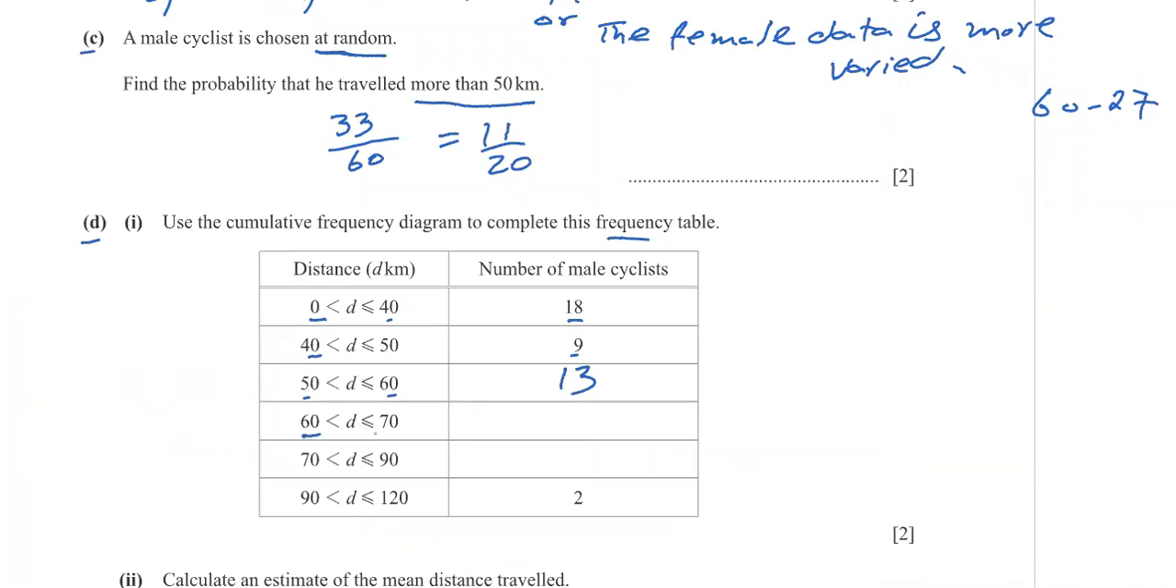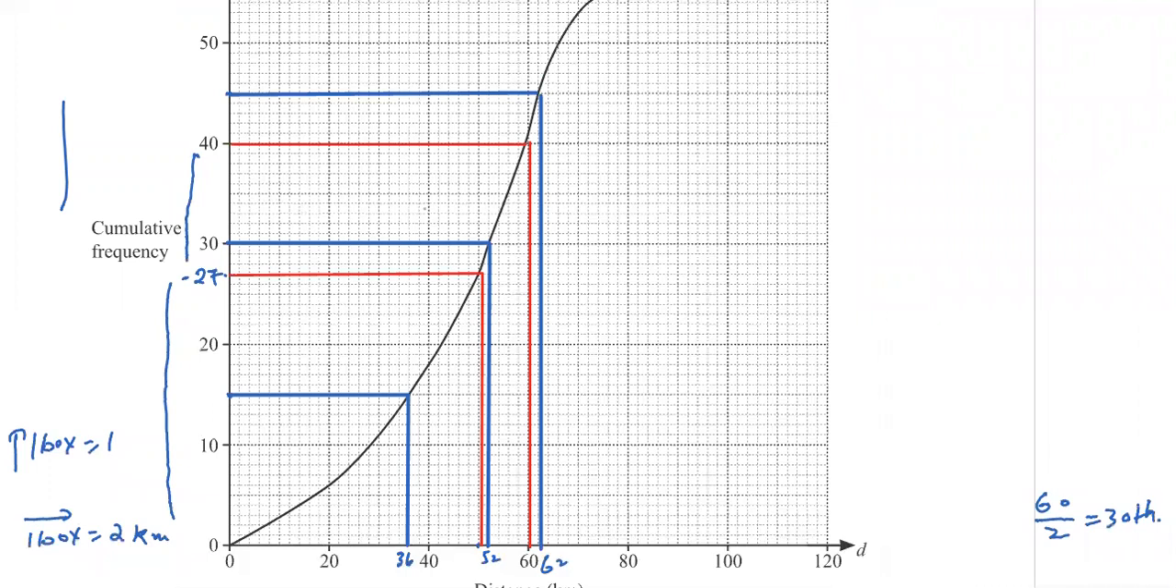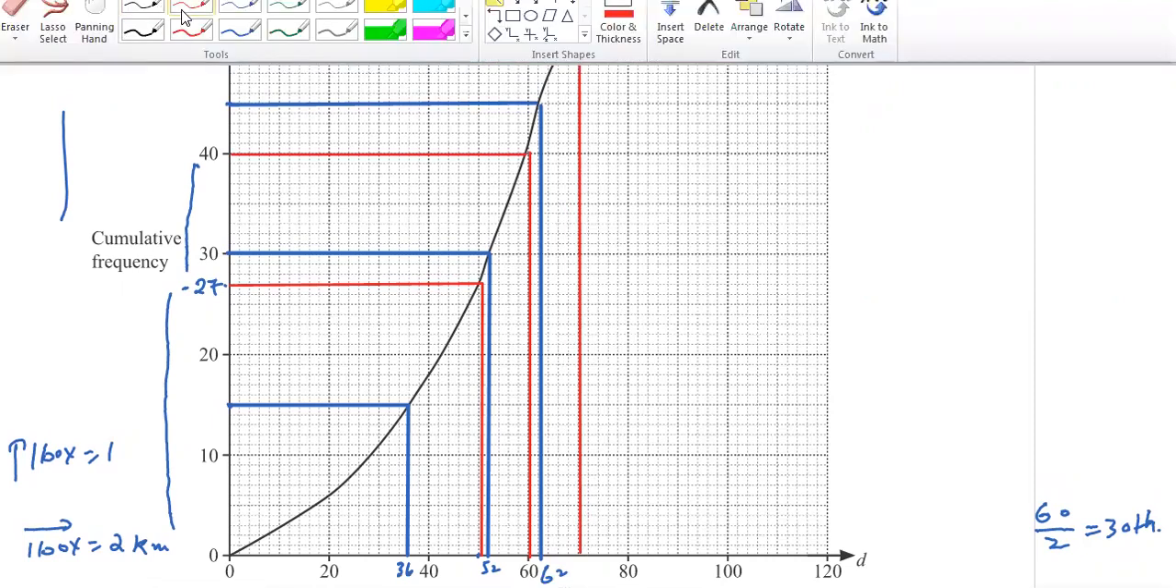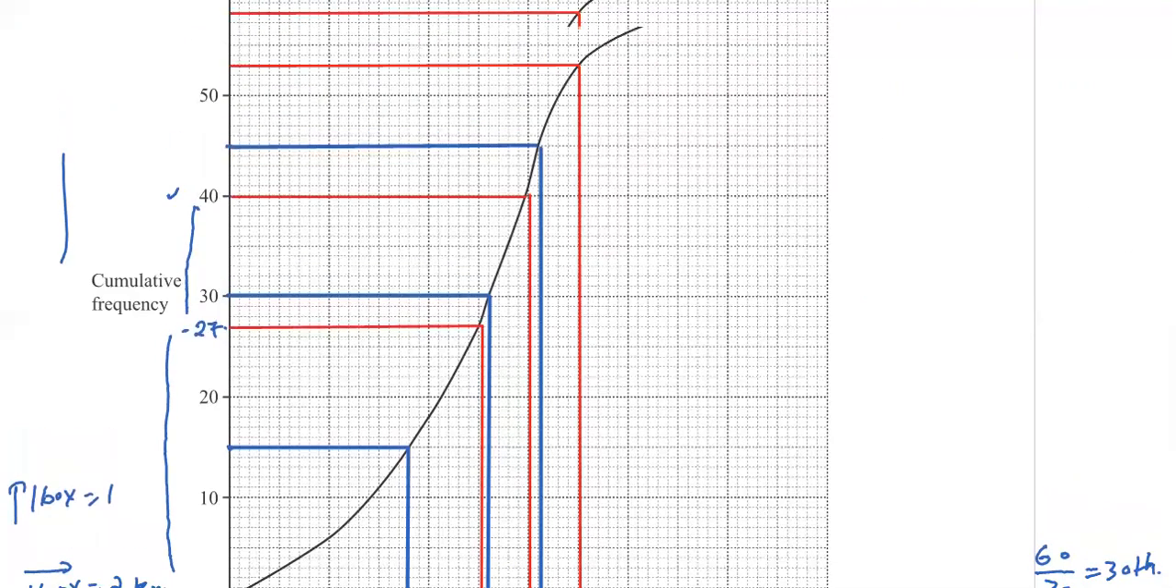Now from 60 till 70. This is 60, and here I will draw the line for 70 also. How many are from 60 till 70? 60 was 40, and for 70, counting 50, 51, 52, 53, it is 53. So the total is again 13 for this one.